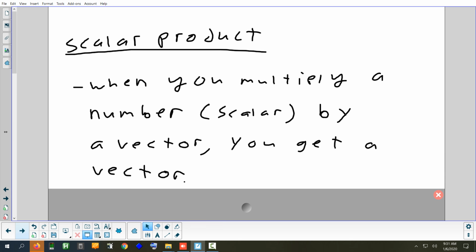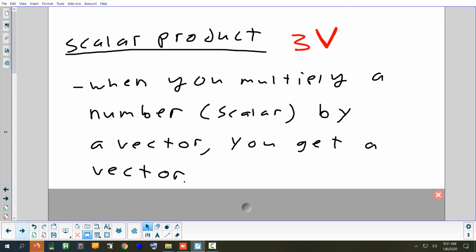So for example, here's what a scalar product would look like. 3V. That means take vector V and triple it. Make it 3 times as long. So when you multiply a vector by a number, we call that number a scalar. The scalar controls how much bigger or smaller it gets.